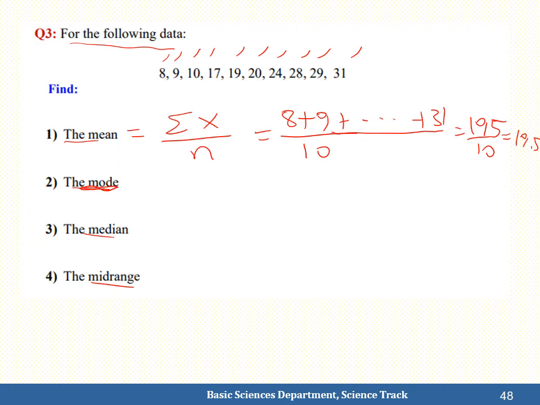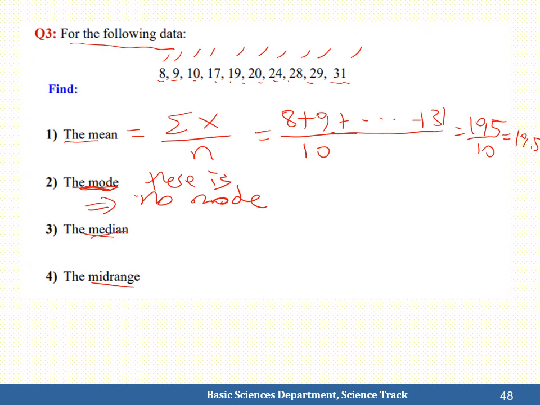Now when it comes to the mode, we have to check for the most repeated value. Is there any? 8 once, 9, 10. No repetition at all, so there's no mode in this data.